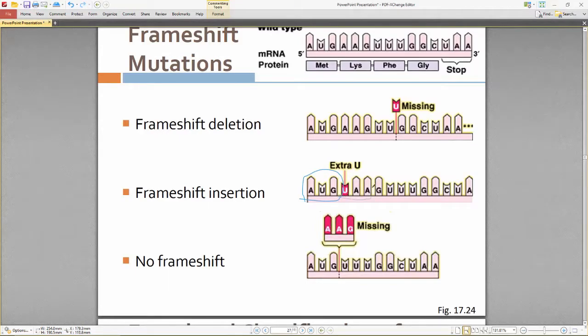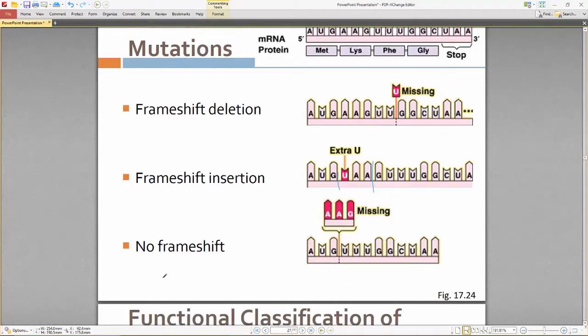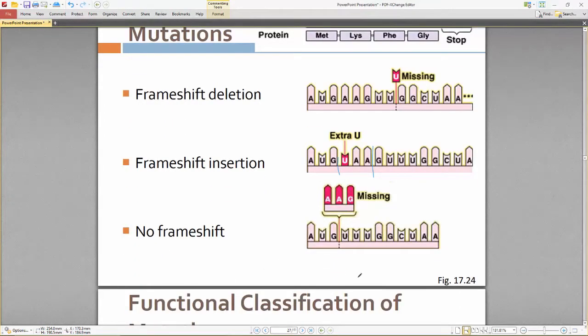Let's look at a frame shift insertion. You start with an AUG, and now with this extra U, you immediately have a stop. So this is a frame shift insertion. The thing to focus on here is the fact that this extra U is changing your reading frame. And let's look at an example with no frame shift mutation.